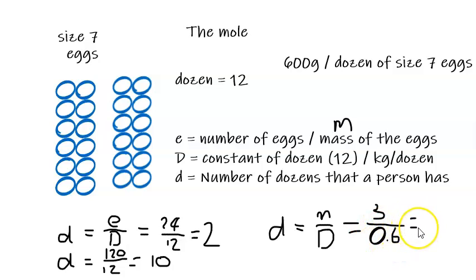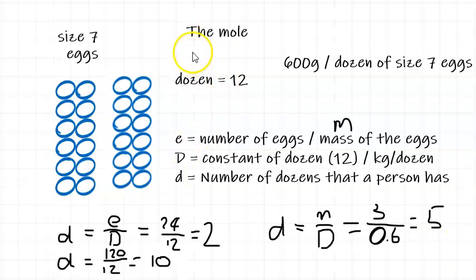0.6 kilograms, so we're going to end up with 5 dozen. So if we knew that somebody had 3 kilograms of eggs, at 600 grams per dozen, then they have got 5 dozen eggs.